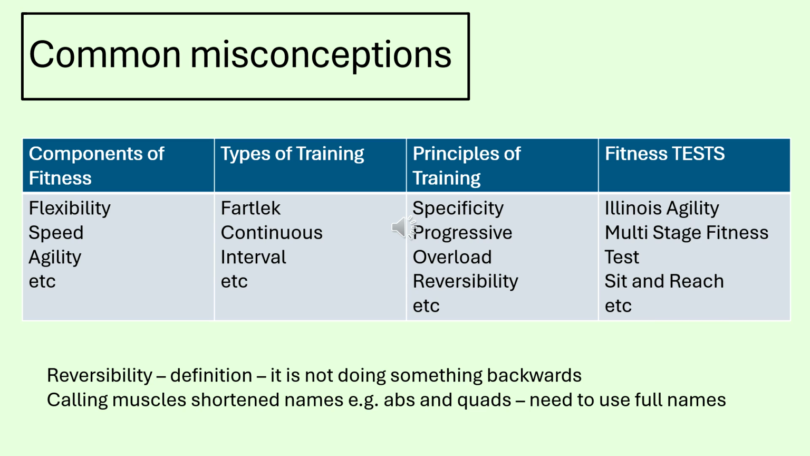And then the other one that people drop marks for is calling muscles shortened names like quads, abs. You need to use full names, so abdominals, quadriceps in your exam paper to make sure you get those marks. The other thing is you have got to put a dot in the multiple choice. If you tick it or circle it, when it comes to the real exam and they get scanned through the machine, you won't get the mark for it even if it's correct. So please make sure you put a dot in the multiple choice answers.